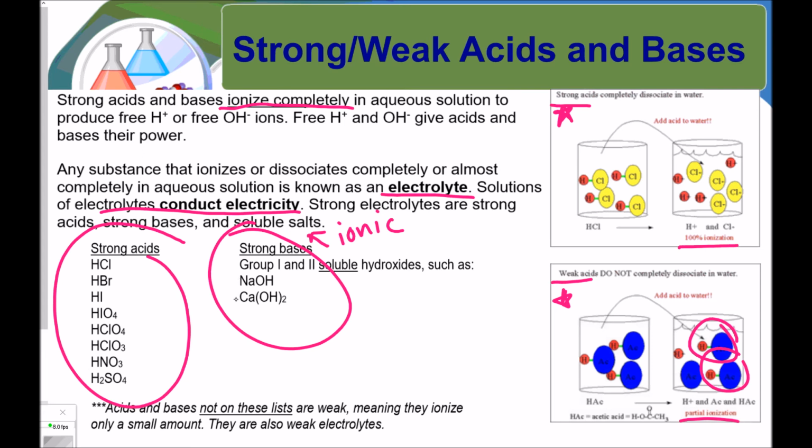Strong bases are group 1 and 2 soluble hydroxides, meaning if the cation is in the first 2 columns on your periodic table, it would be a strong base. It says acids and bases not on these lists are weak, meaning they ionize only a small amount. They're also weak electrolytes, so they don't conduct electricity well either.